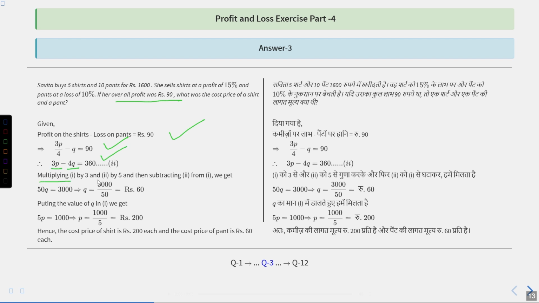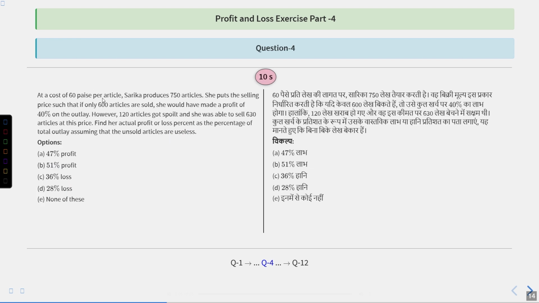So multiplying the first equation by 3 and the second by 5 and then subtracting the second from the first, we get 50Q equals 3000. When we calculate it, we get the value of Q, which is 60 rupees. Putting the value of Q in the first equation, we get the price of the shirt, which we let be P. So 5P equals 1000, P equals 200. Hence, the cost price of a shirt is 200 each and the cost price of a pant is 60 rupees each. Next one.